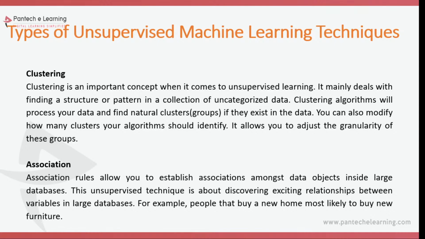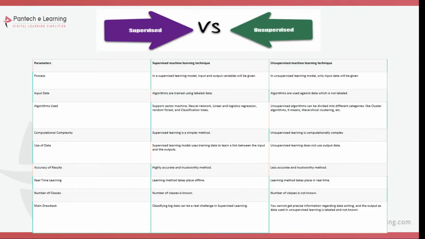Okay. Association technique. What will we be doing here? This rule allows you to establish associations amongst data objects inside large databases. It is all about discovering interesting relationships between variables in a large database. For example, people that buy a new home mostly like to buy new furniture also, right? Such types of predictions can be done.